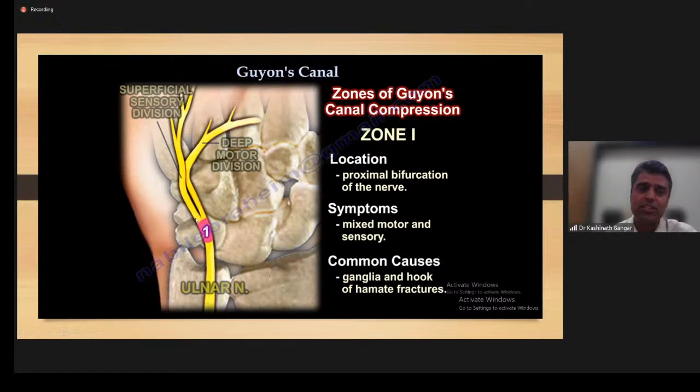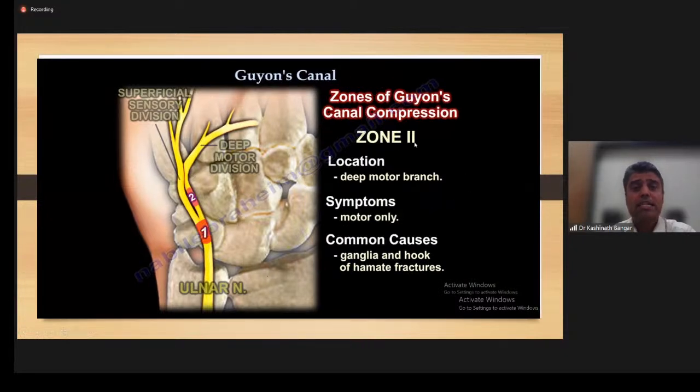So if the compression is just before the bifurcation, there will be mixed symptoms, sensory as well as motor. So superficial sensory, deep motor branch. Now zone 2. It is a compression of the motor branch only. So what will be the symptoms? Mainly motor symptoms will come and the sensory symptoms will be spared. So this is how we have to diagnose where the ulnar nerve is compressed. Is it distally compressed or proximally compressed? Distally means at the Guyon's canal, and proximally means at the cubital tunnel.